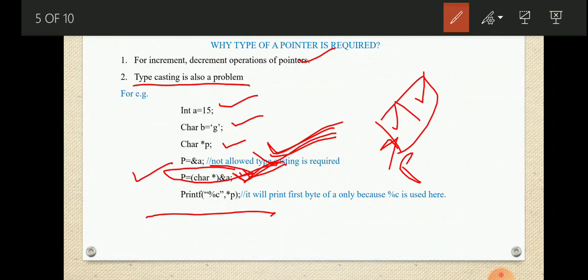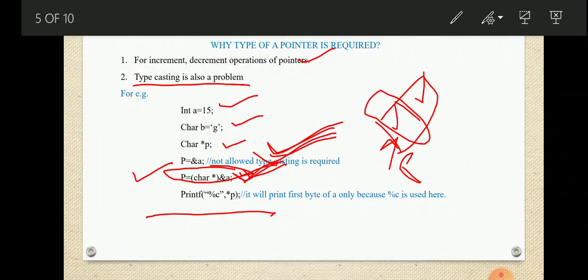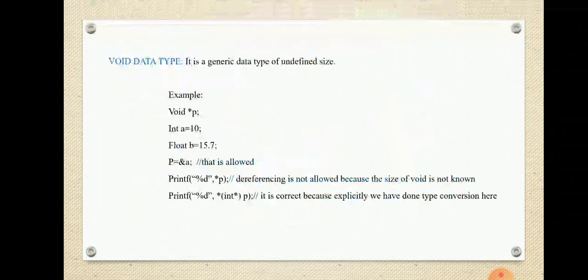So what will it print? In case of %c, it will print the first byte only. It will not take the second byte of the integer value. So when we use %c for an integer, even after typecasting, it will print only a single byte. Yeah. Now move on to the next slide.